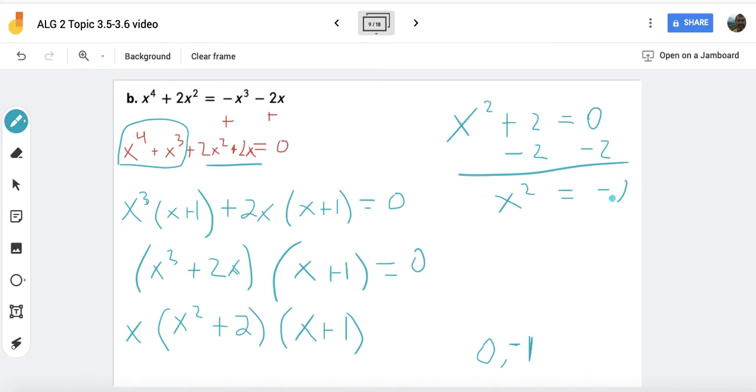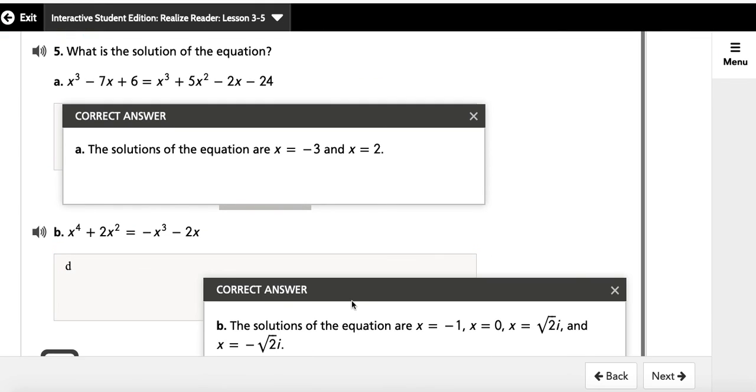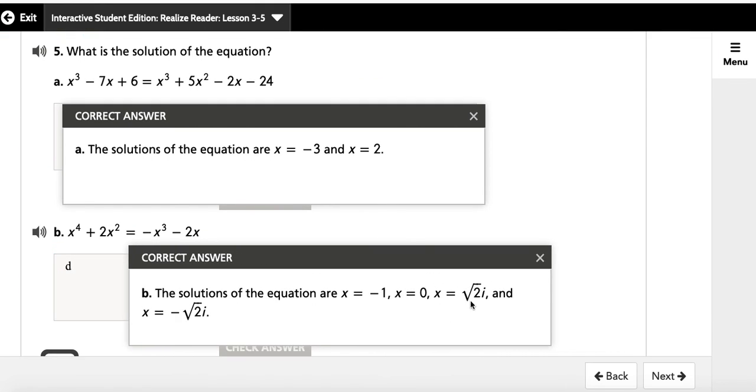X squared equals negative 2. Take the square root of both sides, and I'm going to get x equals positive or negative square root of negative 2. Well, that means it could be positive or negative. I can factor out the i times the square root of 2. So there's 2 of the roots, and here are the other 2 roots. So there's 4 roots. Let's see what they write. Negative 1, 0, positive and negative i square roots of 2.